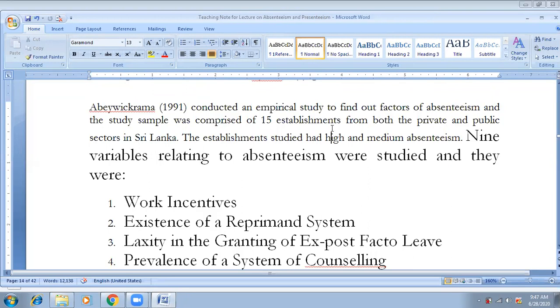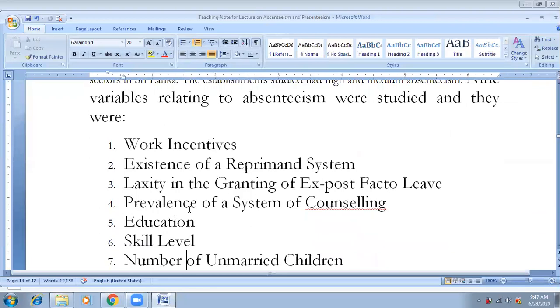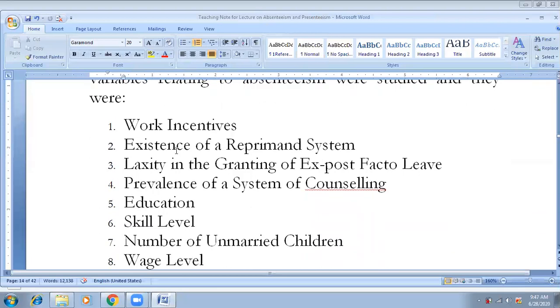She studied 15 establishments in Sri Lanka, both private and public sectors. Nine variables relating to absenteeism were studied, and they were work incentives, existence of a reprimand system, laxity in the granting of ex post facto leave. What is this? Ex post facto leave.